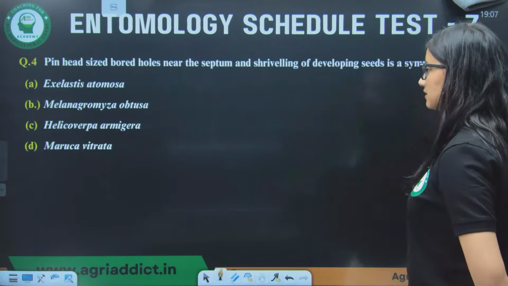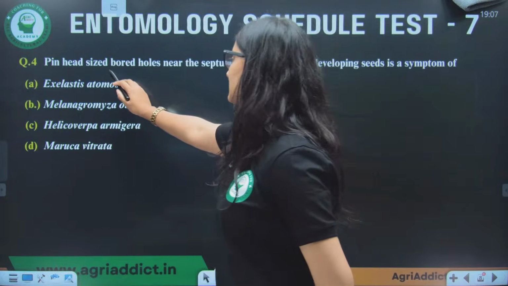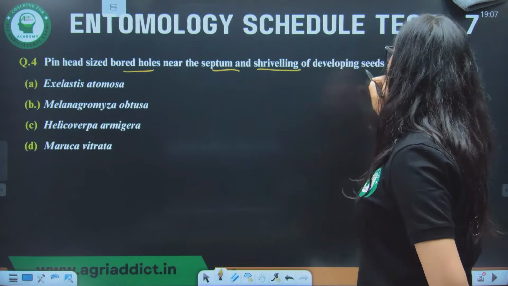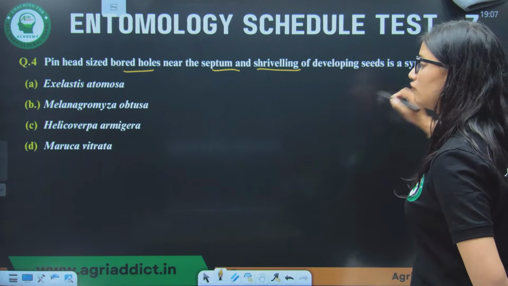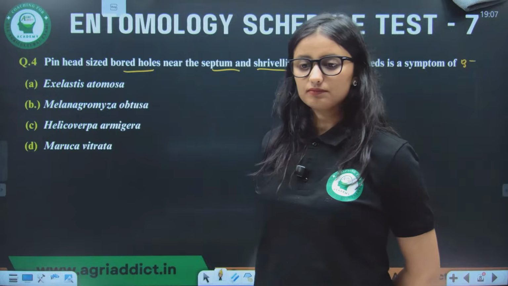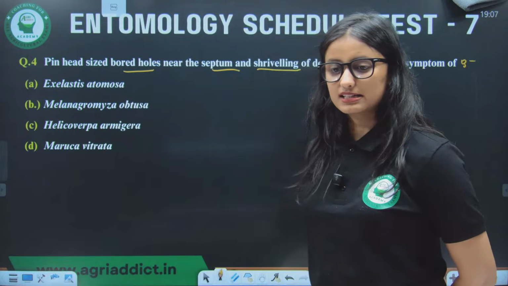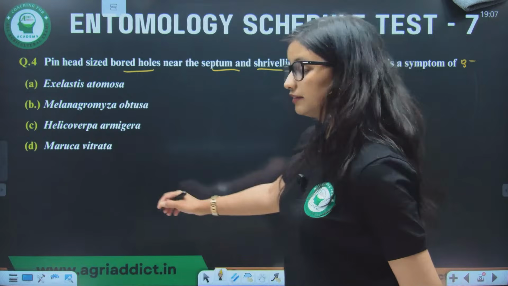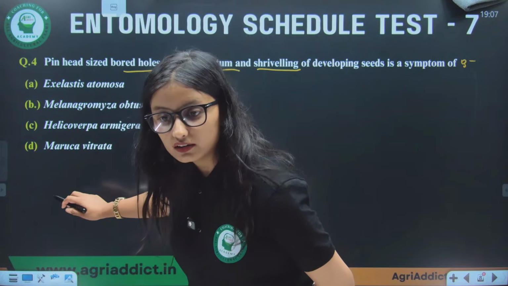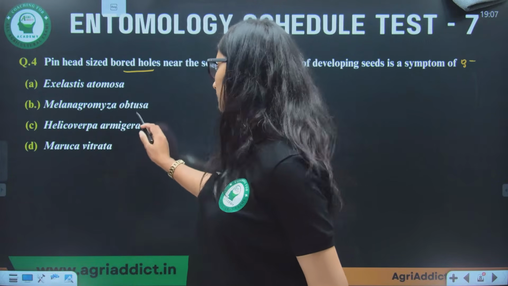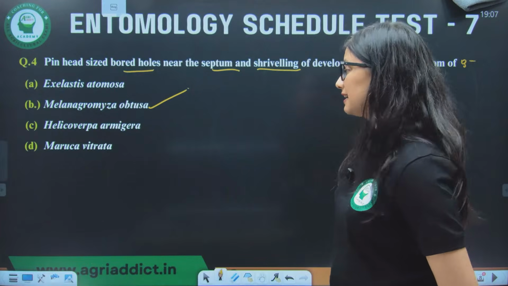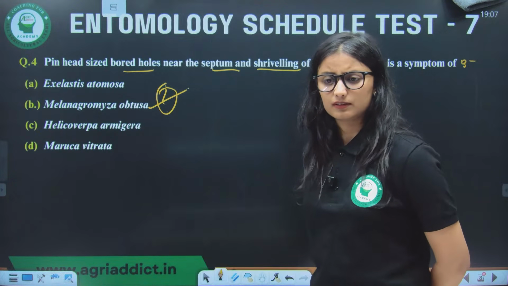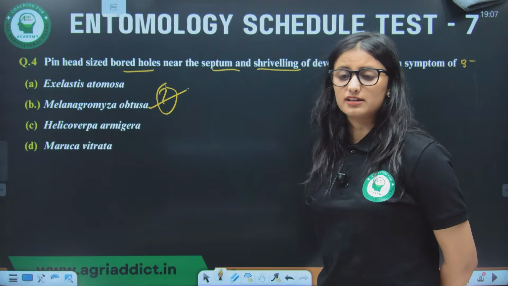You answered it correctly. A pinhead-sized bore hole near the septum and shriveling of the developing seed is a symptom of what? Is it C? Very good, Rahul Vemula. B is the correct answer.